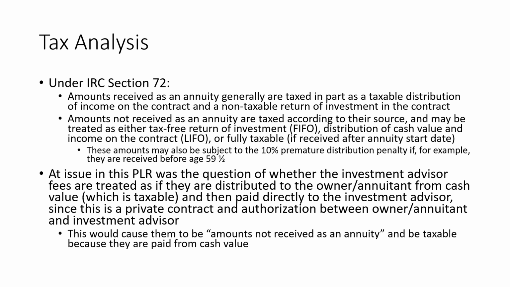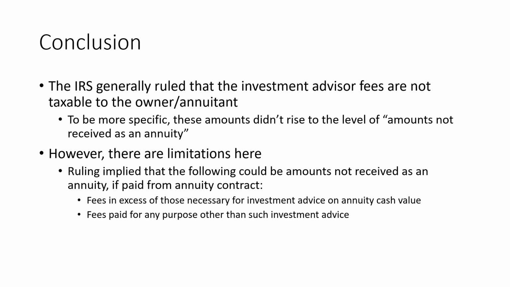And what the IRS ultimately determined is that it wouldn't be treated as an amount not received as an annuity, which doesn't make sense on its face, but really the meaning of that is that it's not ultimately taxable to the owner slash annuitant, even though it's paid from cash value and even though it's being paid at the direction of the annuitant.